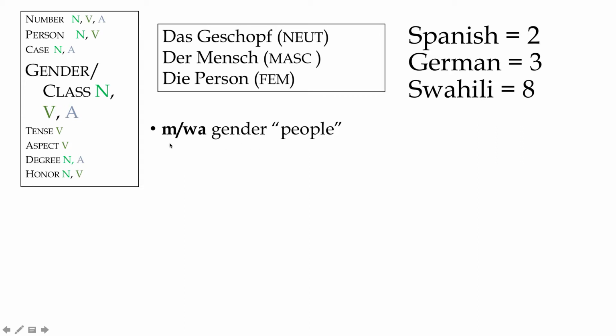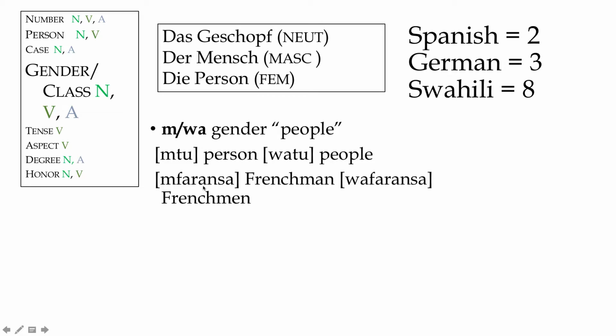An example, like I said, from Swahili, the wa gender is for people. So a singular form would have a prefix m, and a plural form would have a prefix wa. So mtu would be watu as the plural. And this pattern of an m singular and a wa plural indicates that it's in the wa gender, so it's in the people gender. And lots of different things would fall into this. Mfaransa would be Frenchman, wa Faransa would be the French men.